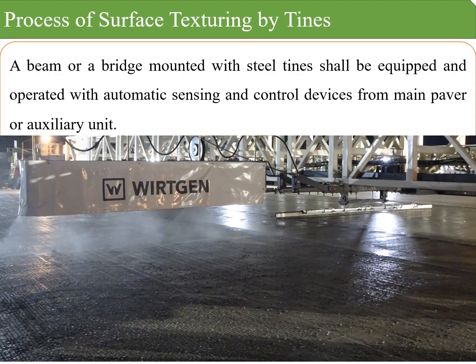A beam or a bridge mounted with steel tines shall be equipped and operated with automatic sensing and control devices from the main paver or an auxiliary unit. The auxiliary unit is often called a texturing and curing machine, or in short TCM. With the TCM, the texturing is done in the direction of the paving, and this is the first activity. Once the texturing is done, the curing will start from behind.